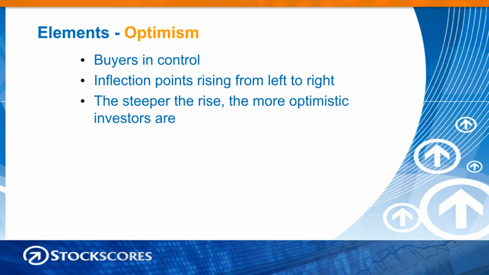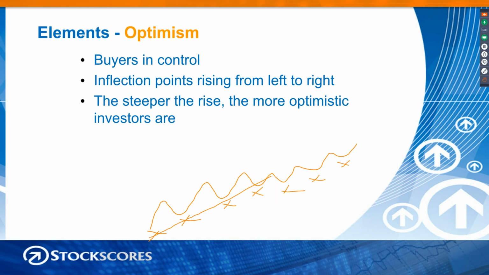All right, next concept is optimism. Optimism happens when the buyers are in control, inflection points are rising from left to right, and the steeper the rise, the more optimistic investors are. So if you've got a stock that's doing this, then you've got inflection points that are rising from left to right, and therefore you have optimism. You can draw a line across them and say optimism. Here the line isn't rising quite as steeply, so it's still optimism, but it's not as optimistic as it was back there.